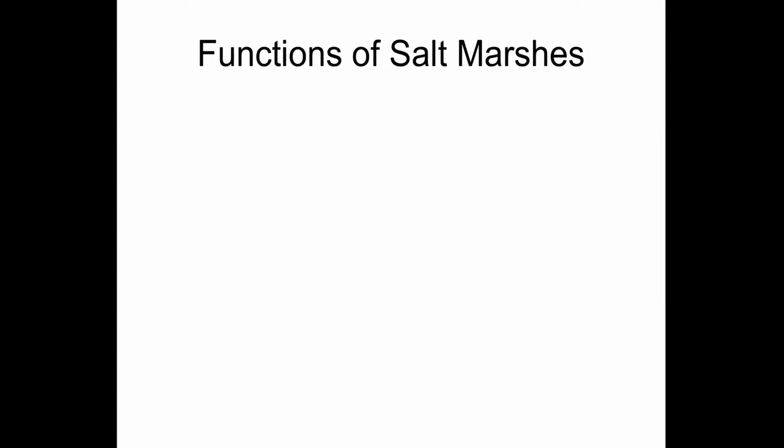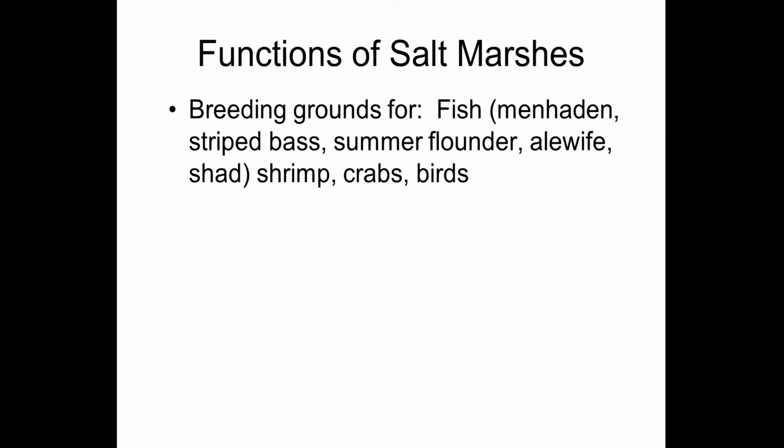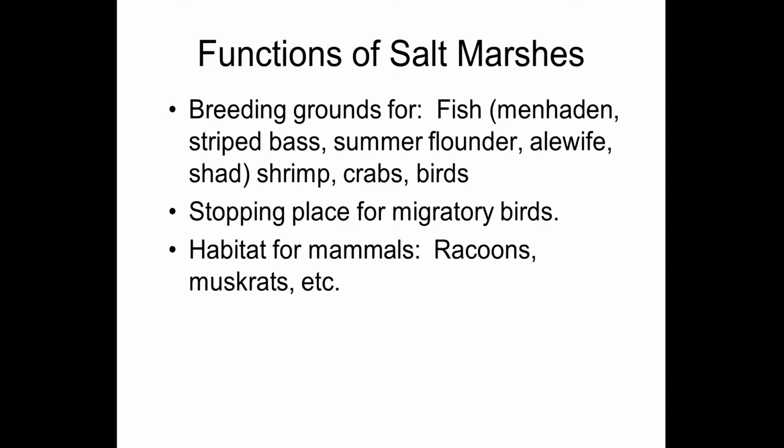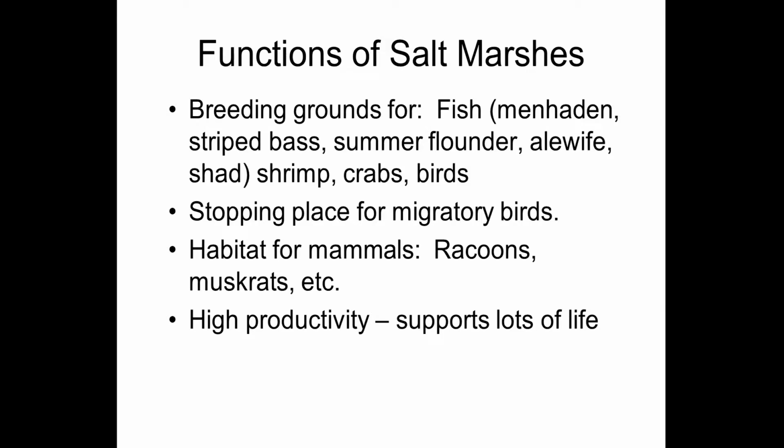Okay, what kind of things does a salt marsh do? What's it all about? Well, it is a breeding ground or nursery area for many species of fish, for shrimp, for crabs, and for birds. It is a stopping off place for many migratory birds. It is habitat for mammals like raccoons and muskrats. And very importantly, a salt marsh has very high productivity. It supports a huge amount of life.